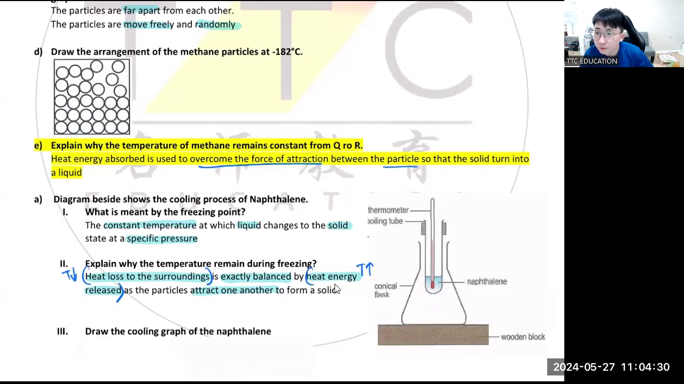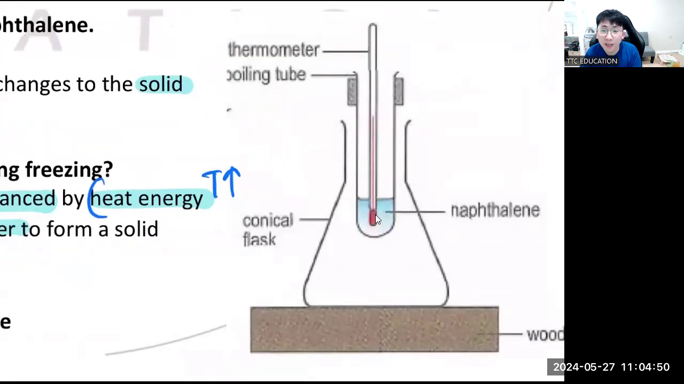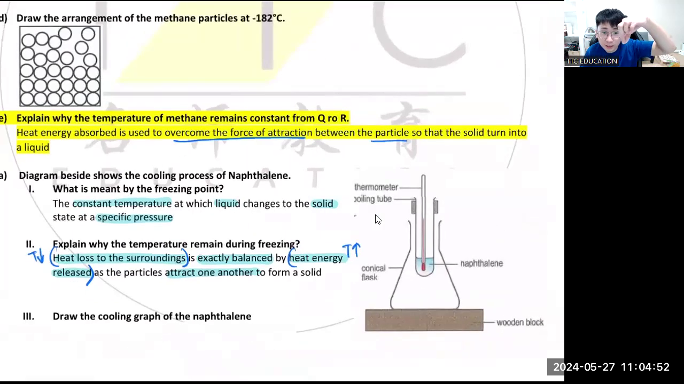Okay, and draw the cooling graph. The temperature increase is the surrounding temperature increase. You mean the surrounding temperature increase, because what the thermometer is measuring is the temperature of the surrounding. Like when naphthalene cools down, it freezes, it will release heat to outside, but it releases heat to where? To the thermometer also. So imagine a thermometer, you put into the fridge, it cools down, temperature decreases. But when the thermometer is put into something that is freezing, that something freezing will release heat out to the thermometer, so it increases the thermometer temperature. So one decrease, one increase, then it will balance off.